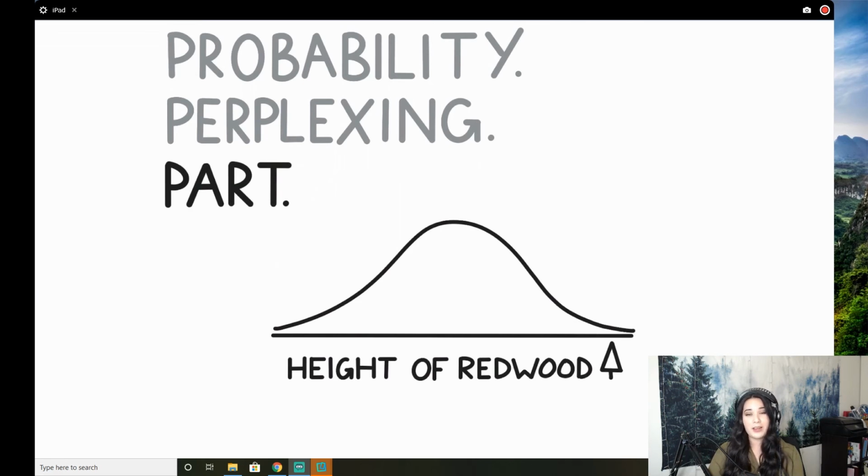However, if my fertilizer increases the average redwood height by 100 feet, that's a pretty big deal and is probably practically significant. So you can see p-values are only part of the picture. We need to combine them with things like effect size to really see what's going on with our data.